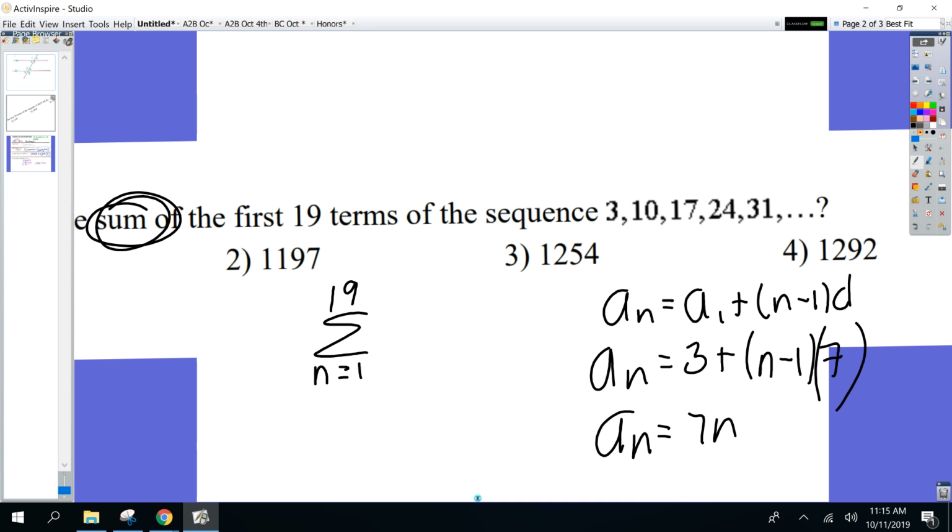7n minus 4. Yep. And then now go back to the calculator and find the sum of the first 19 terms. Any issues on where we got minus 4? Are we okay?